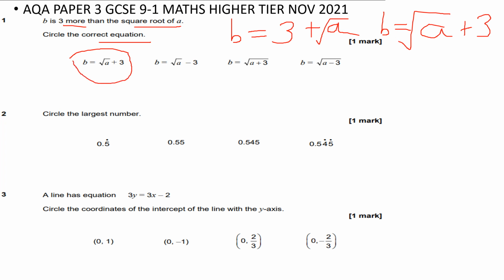Because it's 3 more than the square root of A. That one is 3 less than the square root of A, so it can't be that one. And these ones put the 3 inside the square root, which is not what we want, so these two are out.